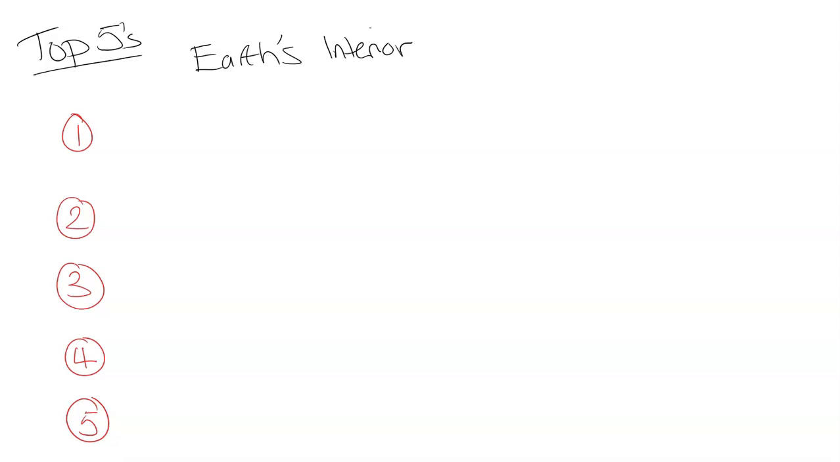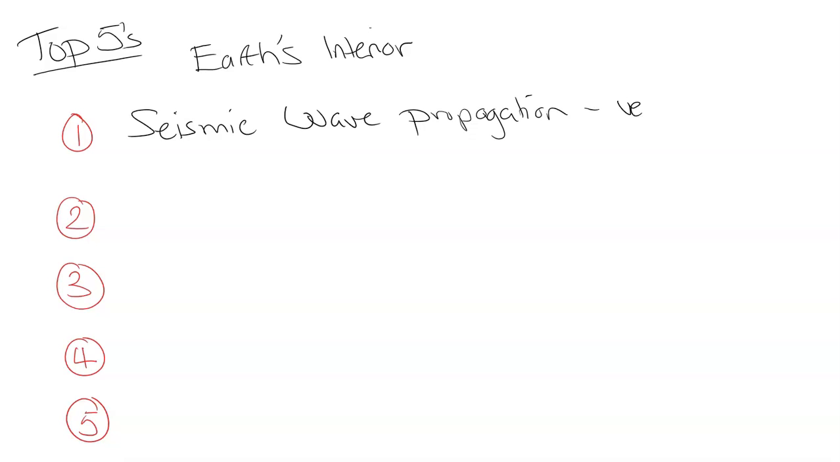We're looking at the Earth's interior top 5's today, and the first one we'll look at is that the Earth's interior layers were discovered using seismic wave propagation. And looking at the velocity of the waves, mostly the P and S waves, because the body waves, the L and R waves, didn't really register going through the Earth. They went through the surface.